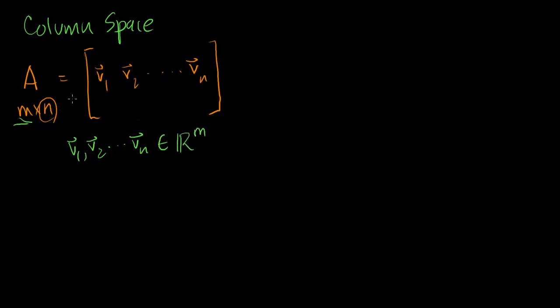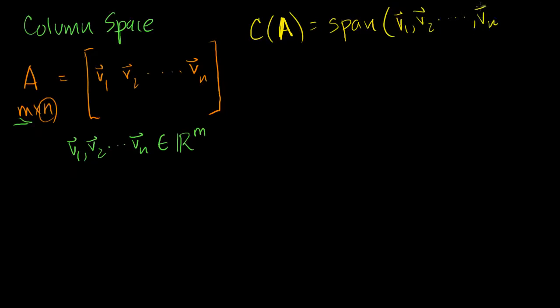So the column space is defined as all of the possible linear combinations of these column vectors. So the column space of A, this is my matrix A, is all the linear combinations of these column vectors. Well, what's all of the linear combinations of a set of vectors? It's the span. It's the span of vector 1, vector 2, all the way to vector n.